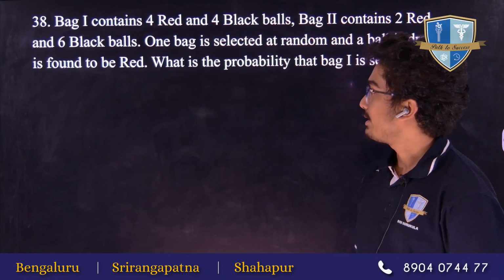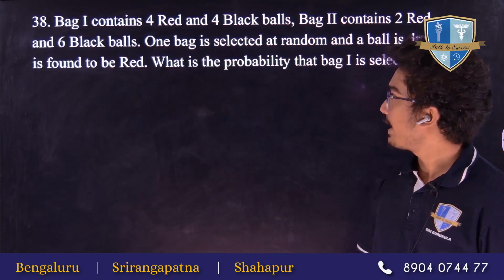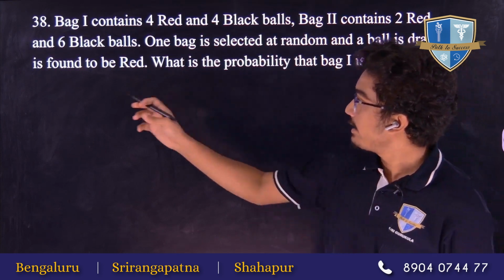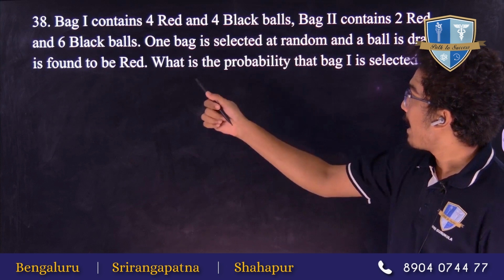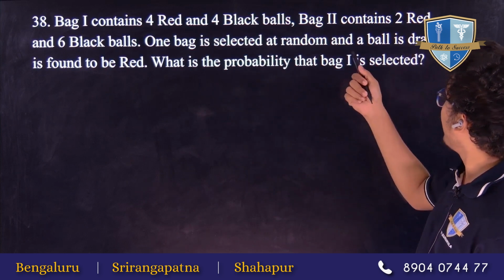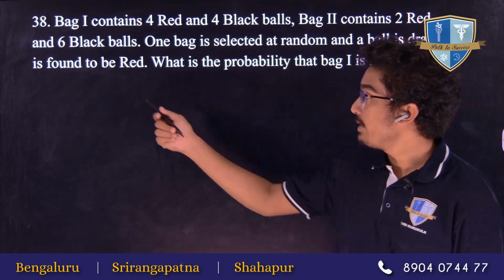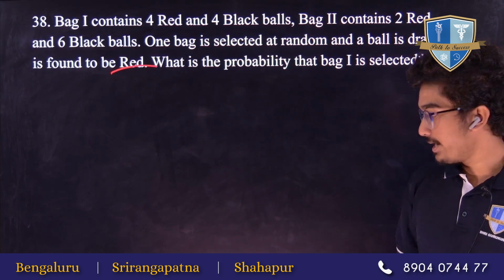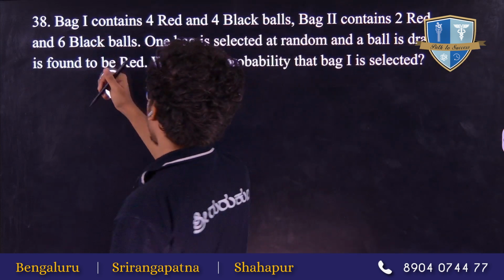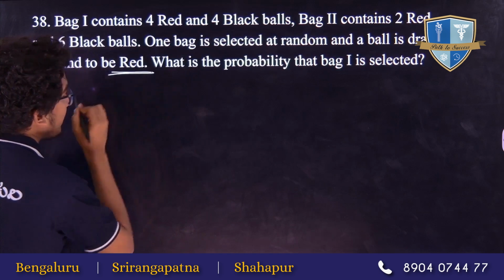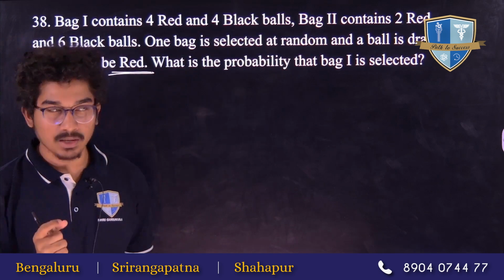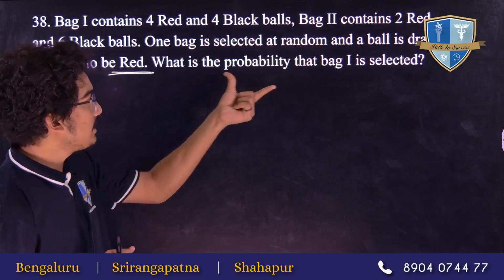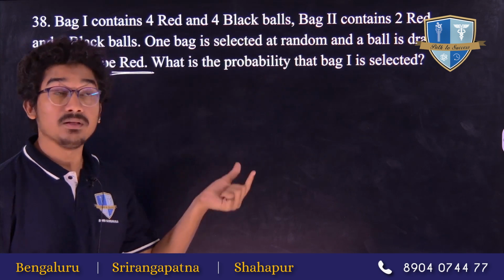So today's question is, bag 1 contains 4 red and 4 black balls. Bag 2 contains 2 red and 6 black balls. One bag is selected at random and a ball is drawn, and it is found to be a red ball, correct? So what is the probability that bag 1 is selected? This is our important condition here. In every case, we are supposed to find the red ball. Finally, we are supposed to find a red ball, right? And what is the probability that we are getting that red ball from bag 1?